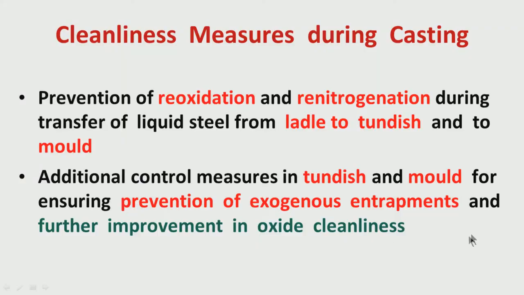We should get sufficient time for the oxide inclusions, alumina, to get transformed to calcium aluminate of proper, lower melting point, so that they become liquid at the liquid steel temperature, and it allows them to come up faster to the ladle slag and get absorbed by the slag. So, in the process the oxide cleanliness increases.